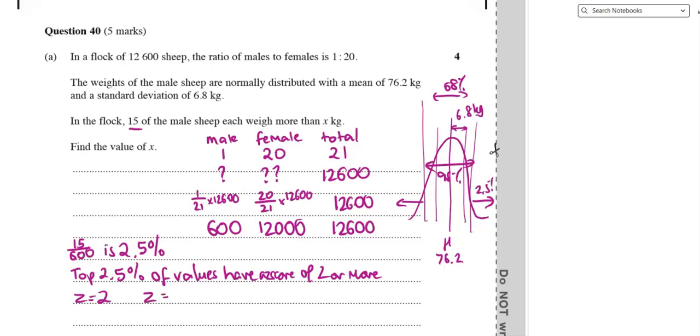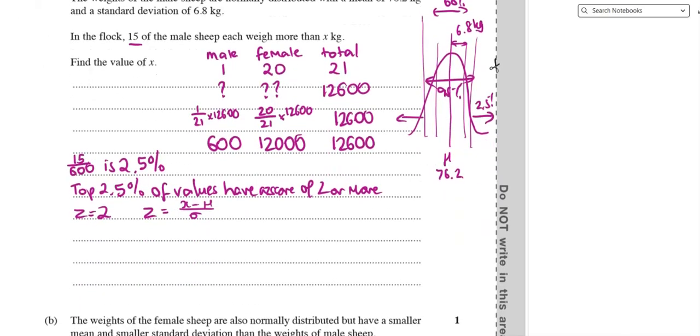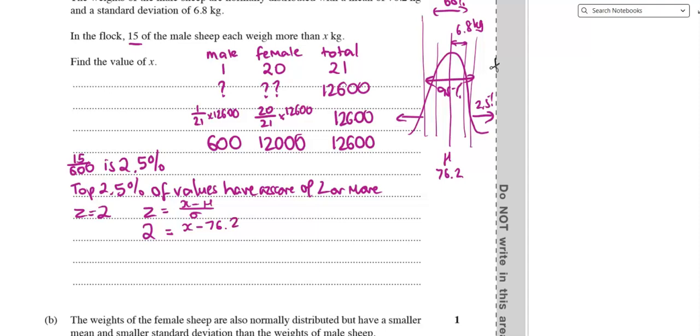My z formula is score less mean over standard deviation. So I can evaluate that. If 2 equals the score less 76.2, which is my mean, over 6.8, then 2 times 6.8 plus 76.2 must be my x. I get x equals 89.8, and that's in kilos.